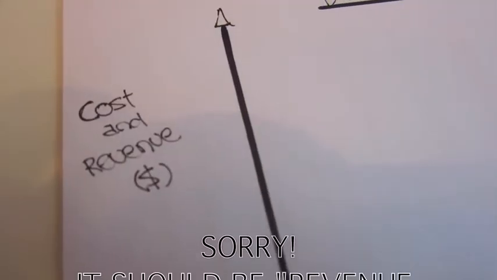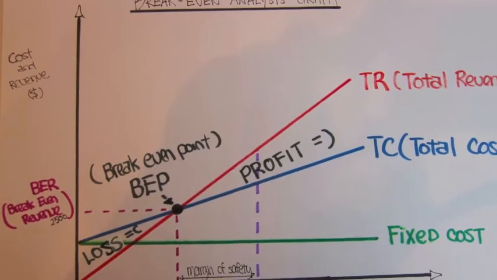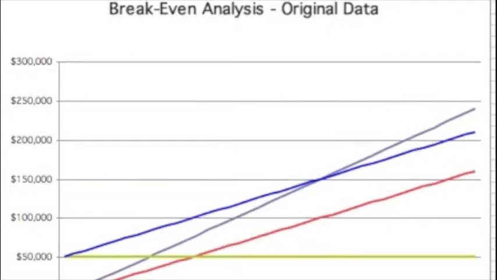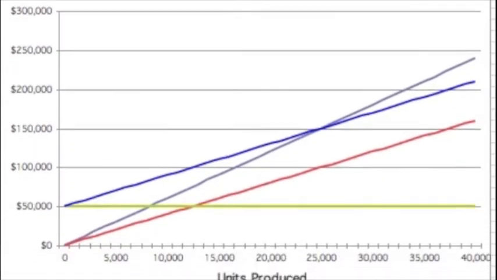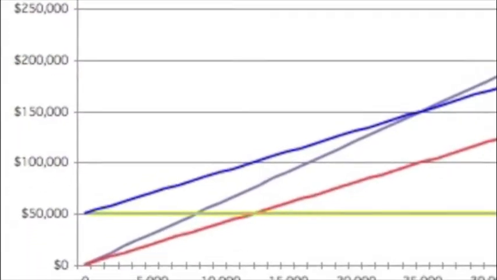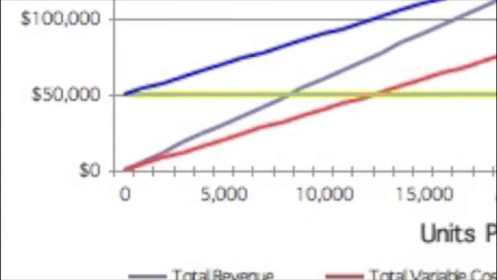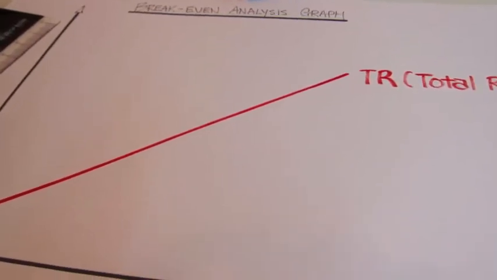The y-axis of the graph shows the cost and revenue in dollars, while the x-axis shows the output per unit. I will be using two graphs to explain the main features. One is a hand-drawn graph for a shoe manufacturer, and the other one is just a general break-even analysis graph constructed electronically. Total revenue curve, TR, is in red.